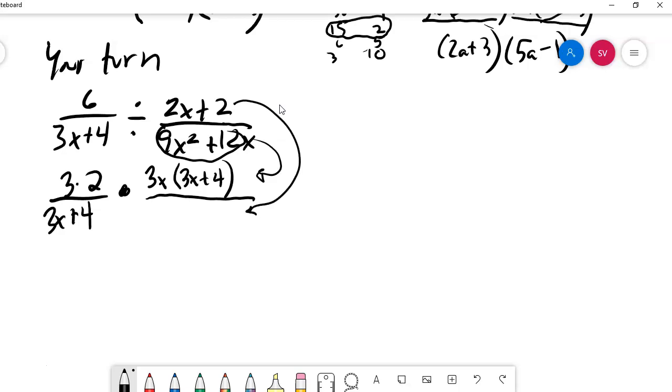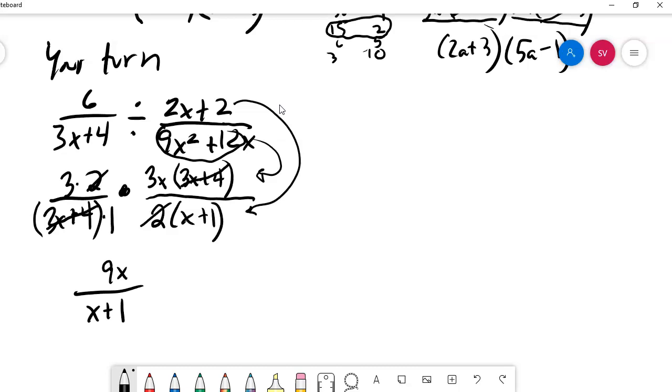What's common between 2x and 2? That's a 2. I'm left with x plus 1. So now we have everything all factored out. We have terms that are multiplied to one another that we could potentially cancel, because even though this is 3x plus 4, we can lump this in parentheses and assume that it's multiplied by 1. So here I have a 3x plus 4 and a 3x plus 4. Here I have a 2 that I could cross cancel. So now I'm left with 3 times 3x, which is 9x, over x plus 1.